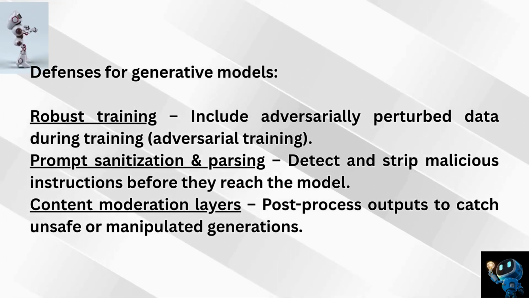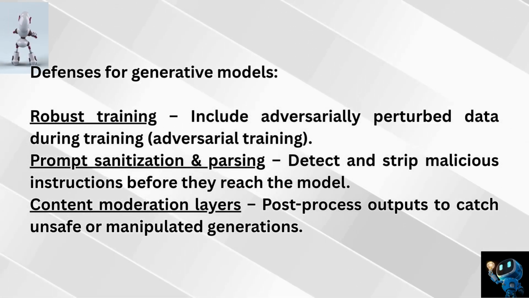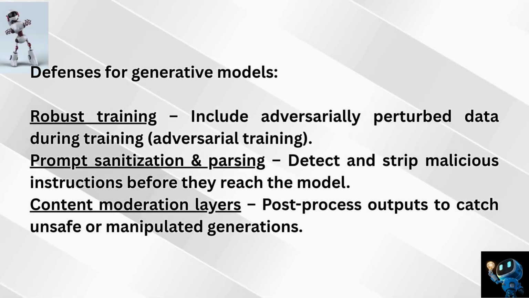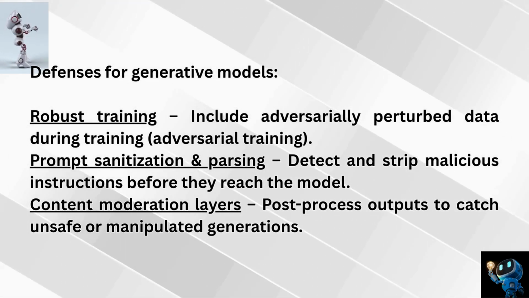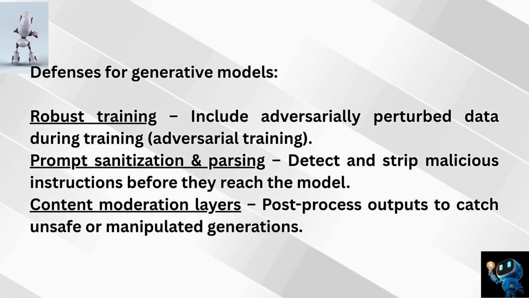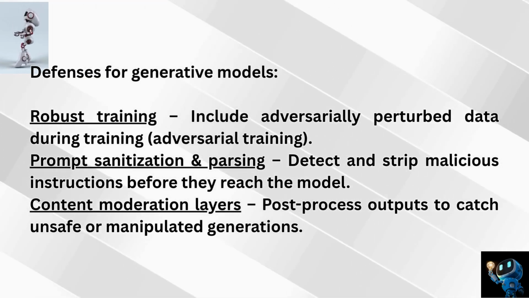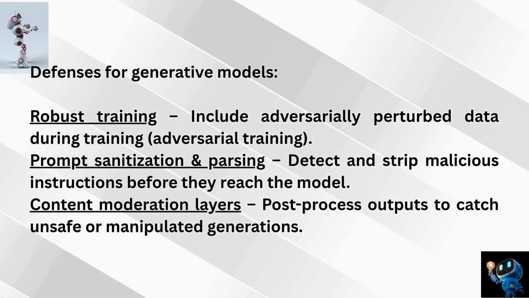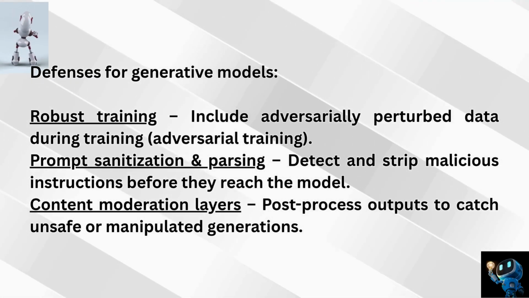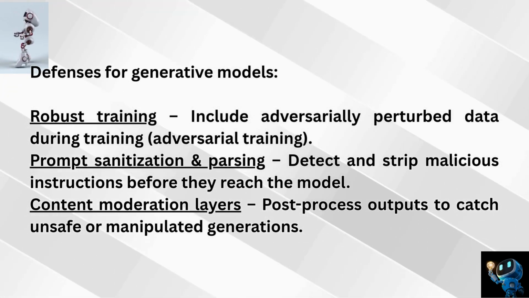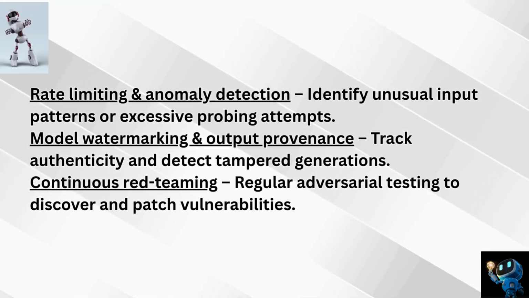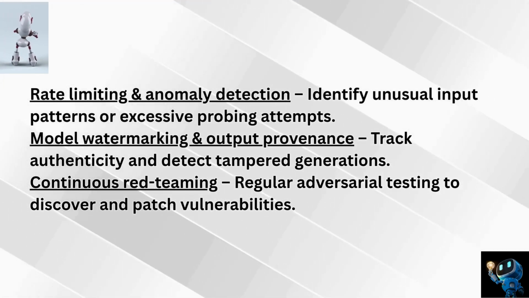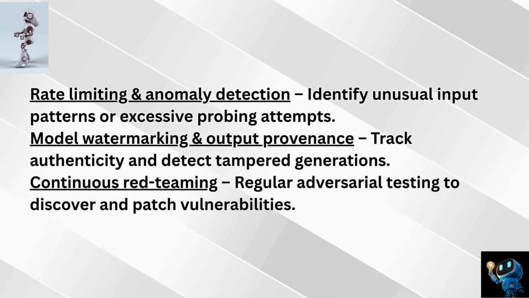Defenses for generative models. Robust training: include adversarially perturbed data during training, adversarial training. Prompt sanitization and parsing: detect and strip malicious instructions before they reach the model. Content moderation layers: post-process outputs to catch unsafe or manipulated generations. Rate limiting and anomaly detection: identify unusual input patterns or excessive probing attempts.